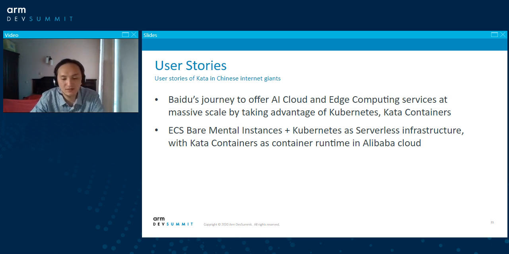Another case is Alibaba. As one of the important founders and maintainers of Kata community, even the Kata project, Alibaba uses Kata containers in its ECS bare metal instance plus Kubernetes as a serverless infrastructure. So that means Kata Containers project becomes more and more hot.